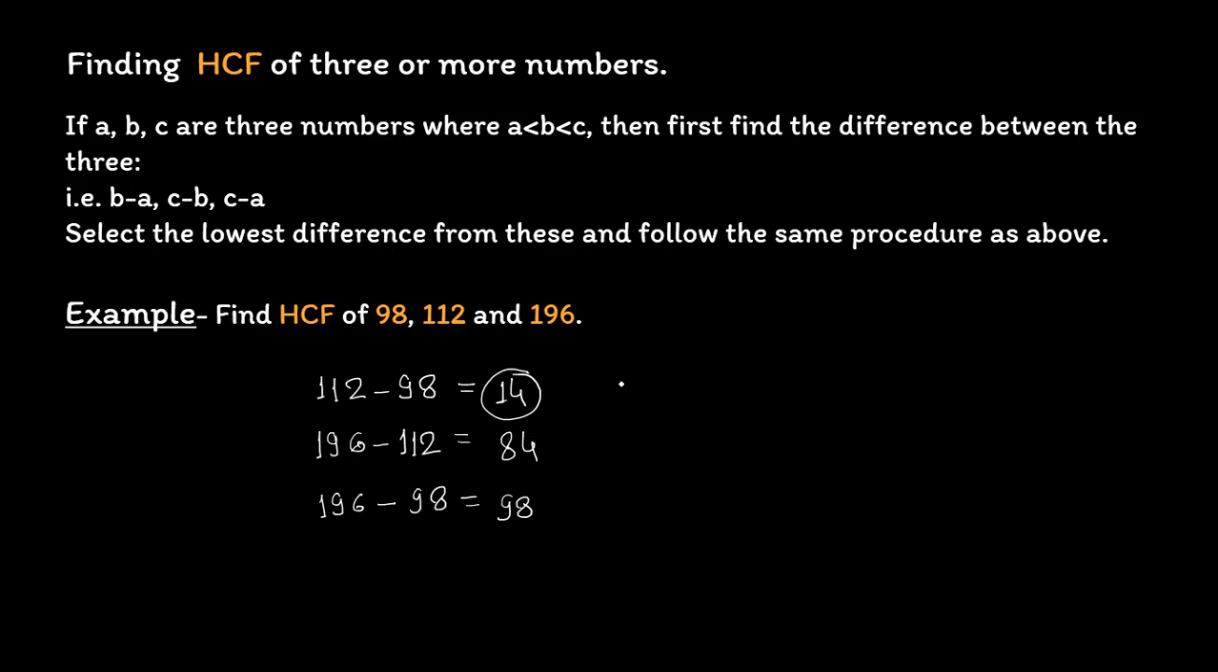So we start finding factors of 14, or we will try to divide. Let's try it here. Without even finding factors, we can find the HCF as 14, since 14 divides all 3 numbers completely. If you remember the table of 14, 14 7s are 98, 14 8s are 112, and 14 14s are 196. So no need to find factors of 14. HCF of 98, 112 and 196 is equal to 14. We have found our answer in just a few steps.